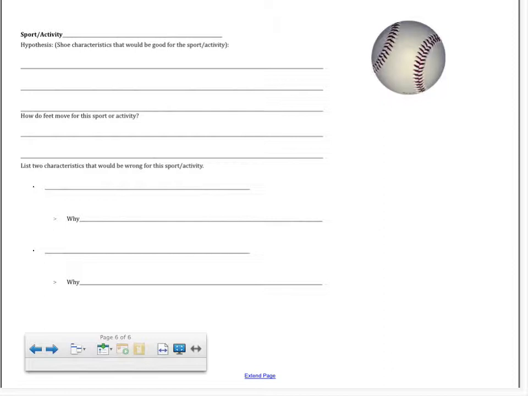And our last sport. Let's take a look at baseball. We have softball too, but we're looking at baseball. Make a hypothesis of what characteristics the shoe should have for baseball. Okay, so spiky bottom.